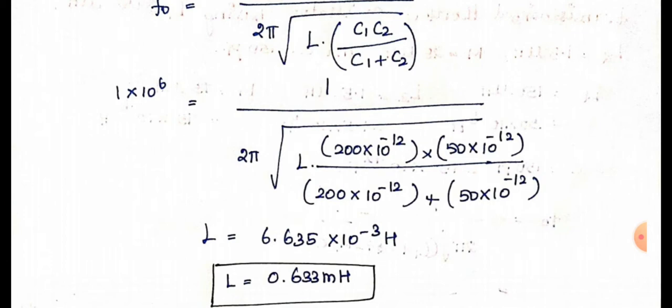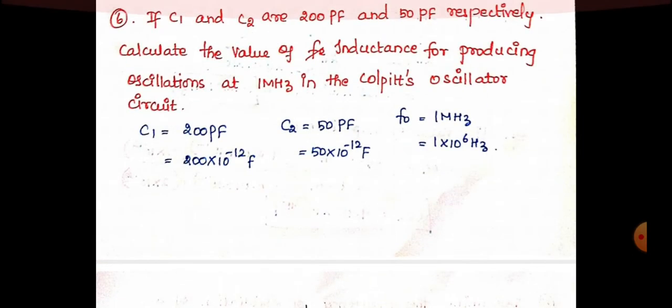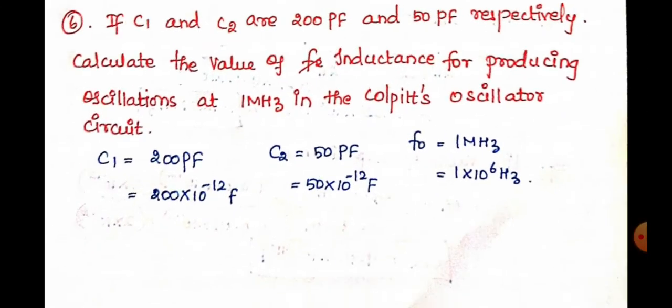6.635 into 10 to the power of minus 3 Henry. So for minus 3 Henry, change the decimal point: 10 to the power of minus 3 is milli. So 0.633 into 10 milli Henry. So this is the value for finding the inductance in the case of a Colpitts oscillator.